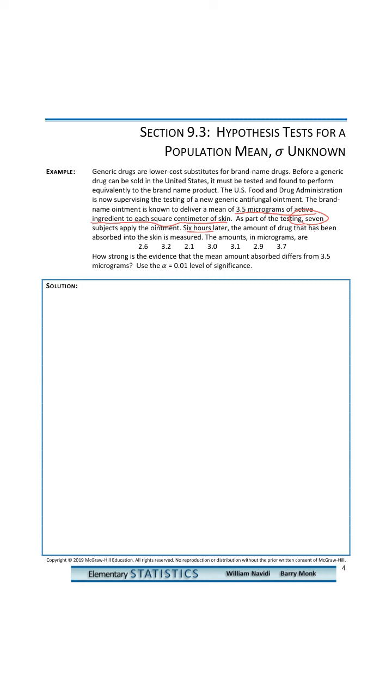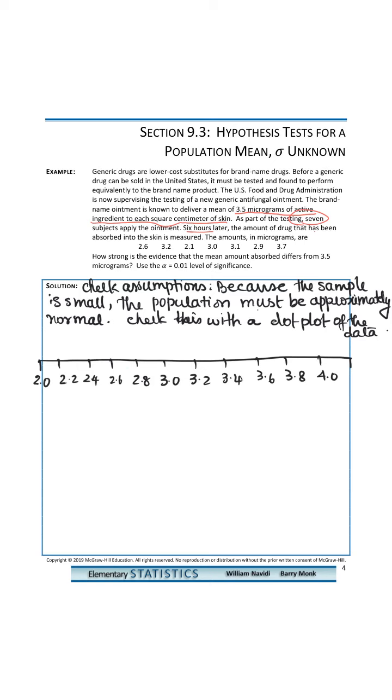So first we check the assumption. Because the sample is small, the population must be approximately normal. We check this with the dot plot of the data. So 2.6, 3.2, 2.1, 3, 3.1 is between 3 and 3.2, 2.9 and 3.7, and there is no strong skewness and no outliers, so we can proceed.